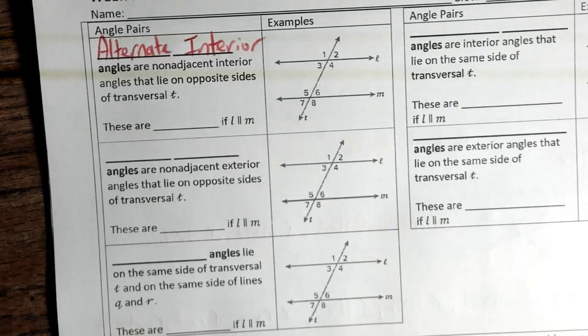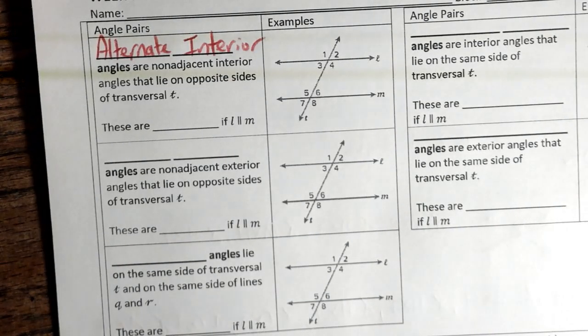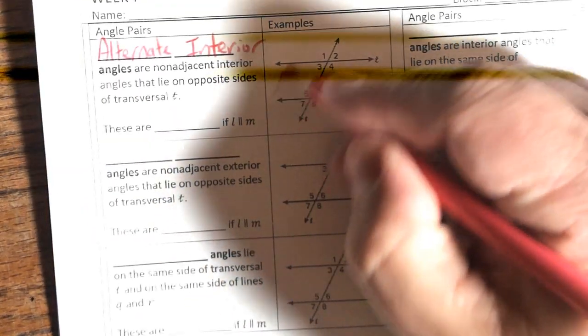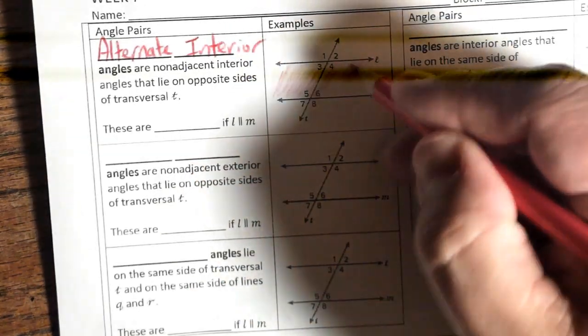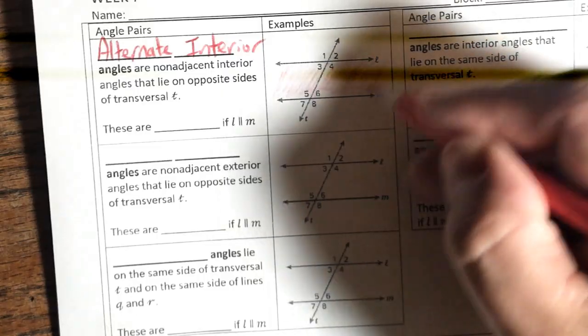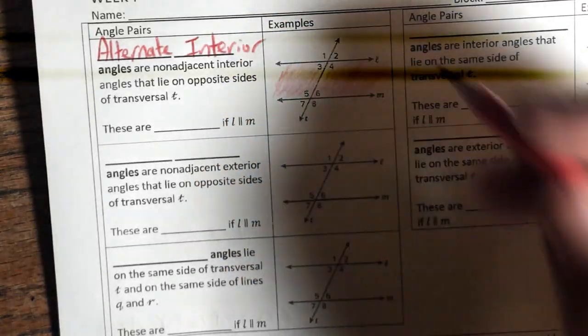Okay, so alternate interior is what we're going to start with. Now, when we're talking about interior, we mean inside lines L and M here. So give me just a moment. Let me get set up. I'm getting ahead of myself.